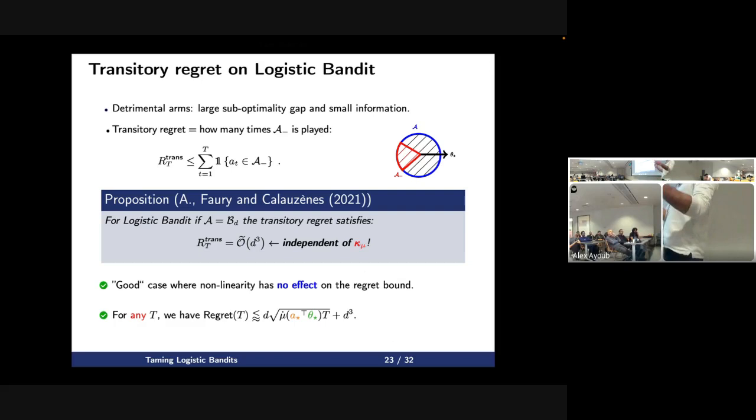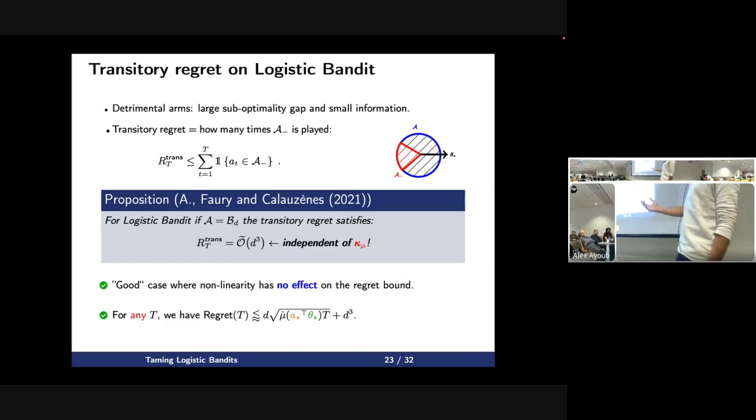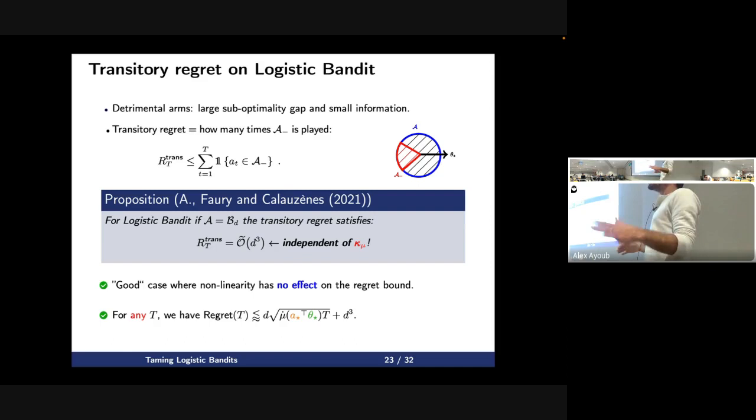What you can show is that this transitory regret term is about the number of times you will play what we call the detrimental arm sets. The detrimental arms are all the arms that bring you no information, and that's super costly in terms of regret. So you have two types of arms that bring you no information, the ones in the left tail and the ones in the right tail. The ones in the right tail are good because they are associated with reward one, so they are very rewarding. But the ones in the left tail give you reward zero, so they are super costly. So no information, costly in terms of regret.